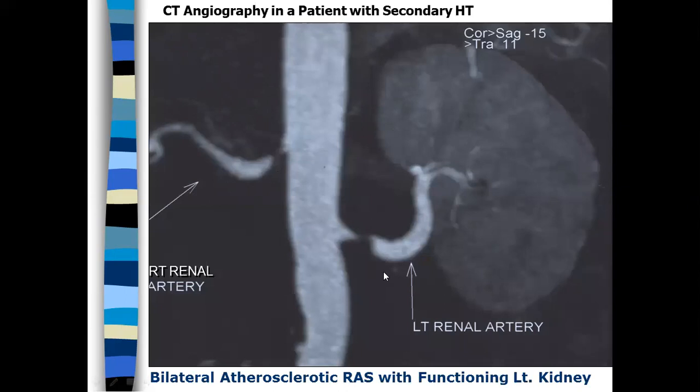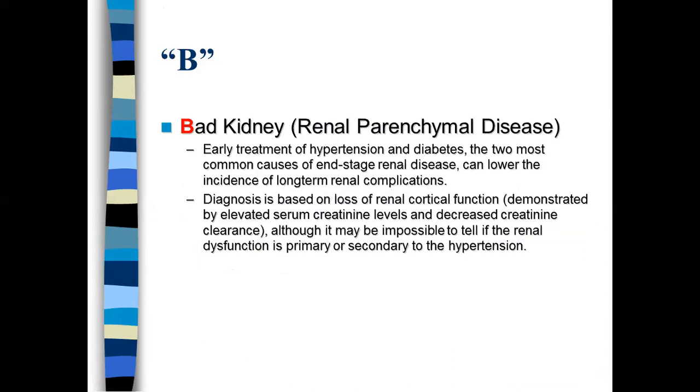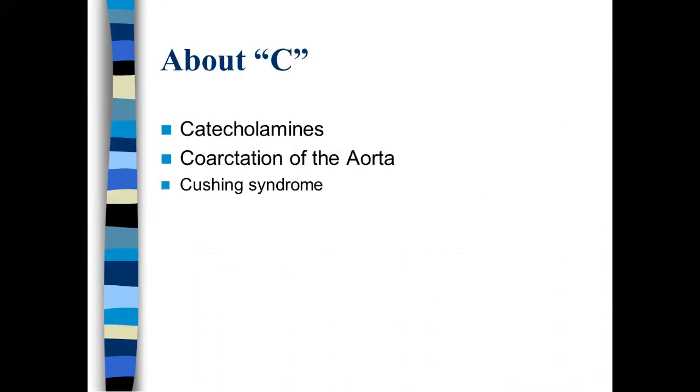Actually, if you find something like that, you can go ahead and do a catheter for him and go with a wire and put a stent here, and you can in this way cure this kind of hypertension, especially if it is discovered early before permanent renal damage happens. Bad kidney includes all cases of glomerulitis and glomerulopathies, and this can also cause secondary hypertension and end-stage renal disease.